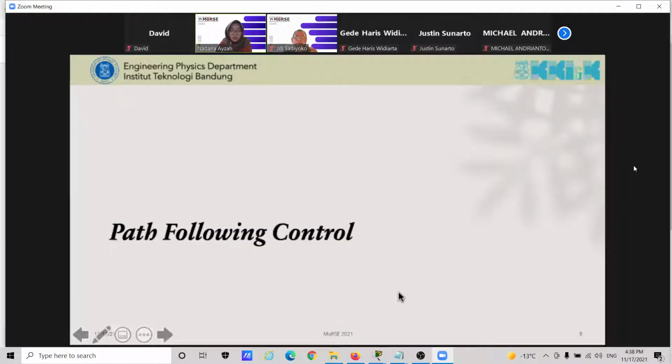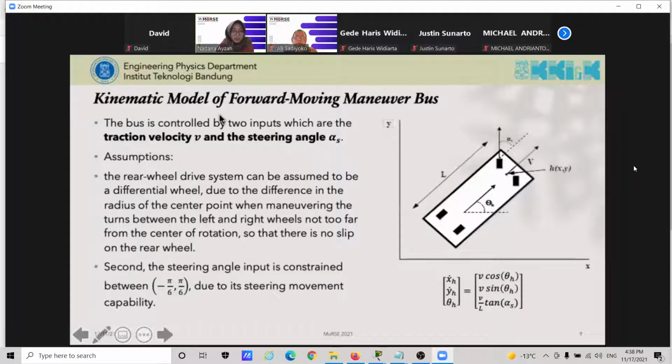Okay, now we move to the path following control. First, we introduce the kinematic model of the forward-moving maneuver bus. As you can see on the right side of the screen, this is the model of the bus. The system is a rigid body with length L, which is the distance between the front wheel and rear wheel. This is also the reference point, the center point of the front wheel, expressed by variable h, and theta here is the orientation of the system, which is the angle of the x-axis to the position vector.